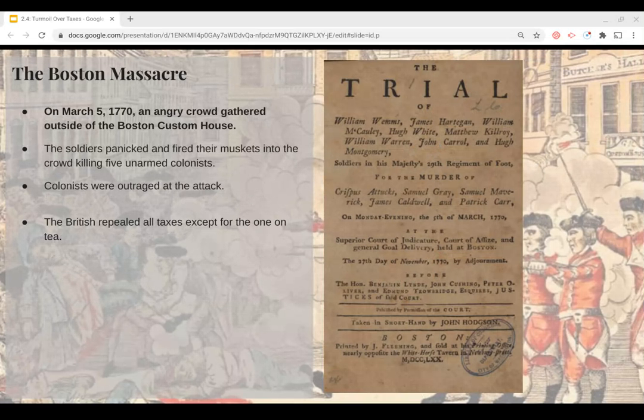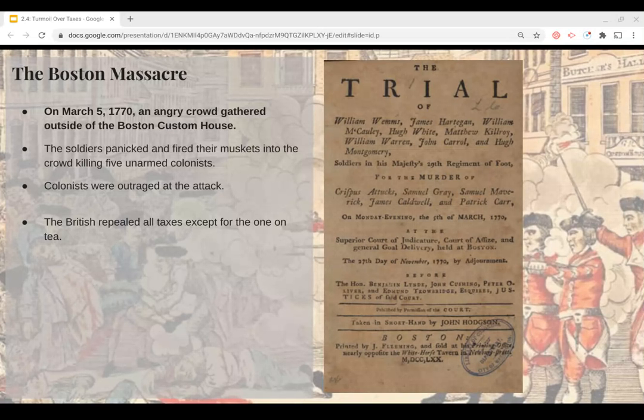Now, all this would kind of come to a head on March 5th, 1770. A crowd of angry individuals, some of them pretty young, upper teenage years, 20s, 30s, some are older, showed up in front of the Boston Custom House, which is essentially where you paid taxes. Kind of think of it like a courthouse, only designed specifically for paying taxes. They were protesting, shouting. Some of them were throwing snowballs, and some of the soldiers panicked, and they fired their muskets into the crowd, killing 5 unarmed colonists. One of the first individuals to die was actually Crispus Attucks, an African-American colonist at the time.